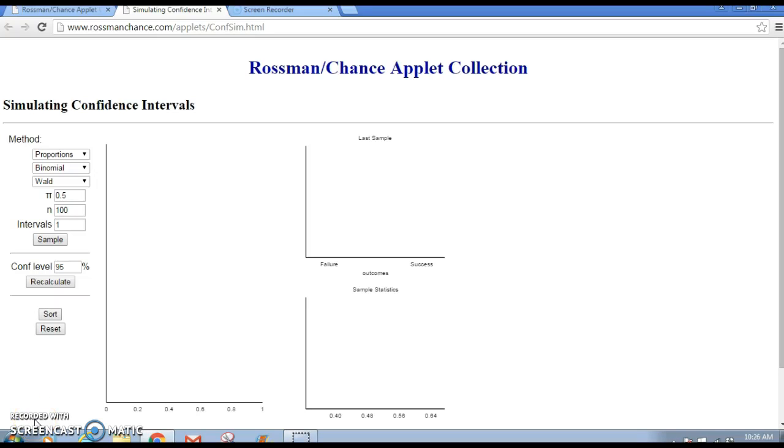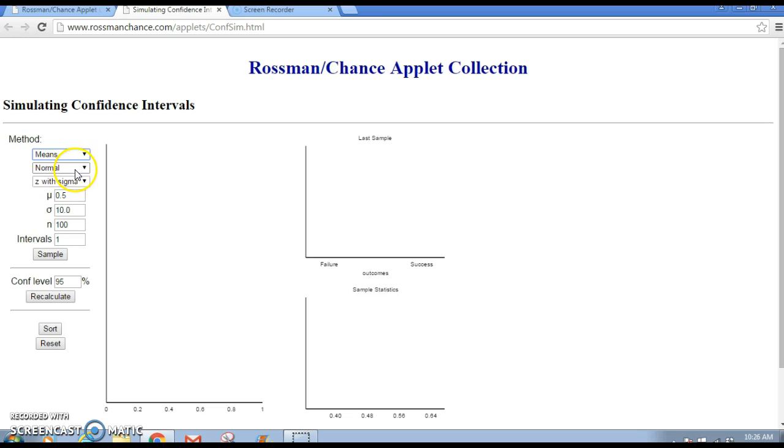If you click the link above the screencast, you will be brought to the Simulating Confidence Interval applet made by Rossmann Chance. Over here in the methods, you could choose either means or proportions. I think it's easier to explain what a confidence interval is and what this 95% confidence level means if you're going to use means. So I'm going to select means here.